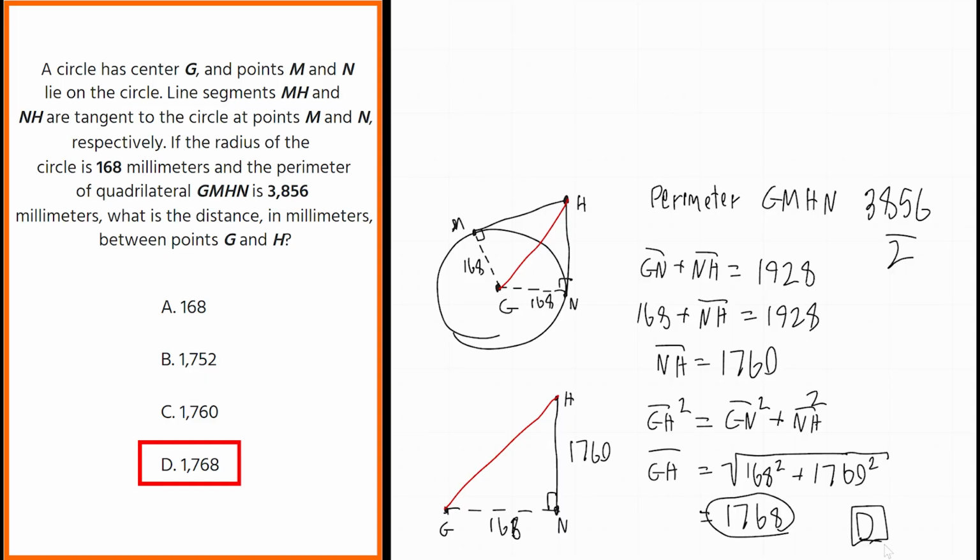So D is our final answer, and this is a great example of a problem where you really have to draw it out and visualize it yourself because there's so many different pieces to really understand what is going on and how we solve this problem.